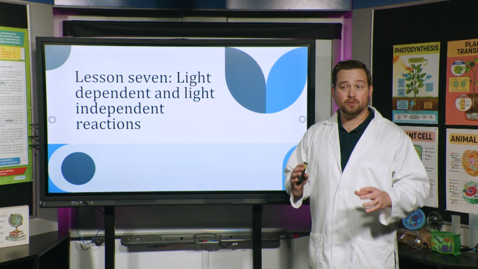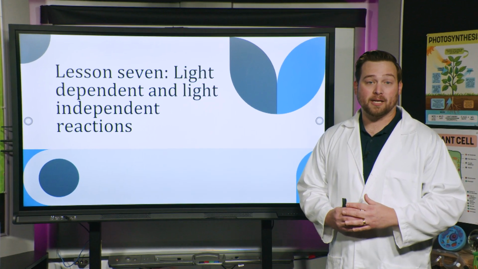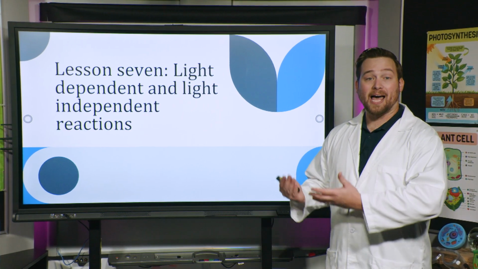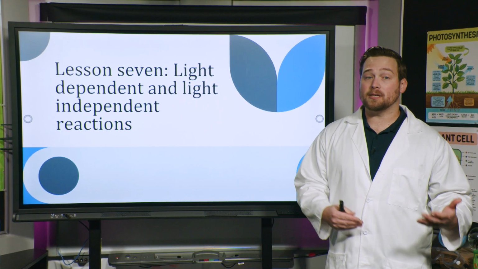We're getting into the nitty-gritty and some of the more complicated stuff. We're going to focus on two parts of photosynthesis known as the light-dependent and the light-independent reactions.